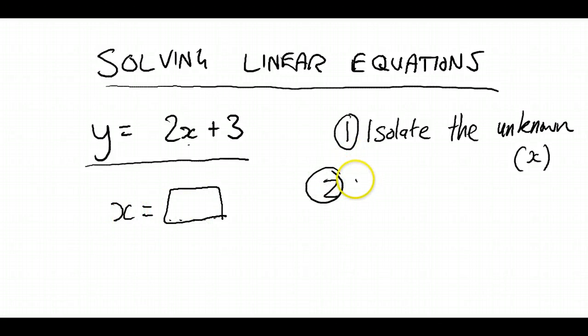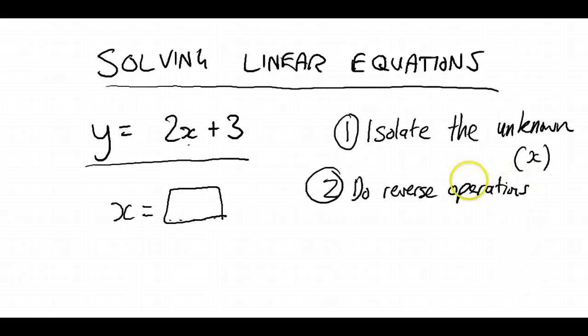We need to do reverse operations. Here's what that means. Around this x are a bunch of operations. There's a plus 3 and there's a times 2. And sometimes there'll be lots of other operations around the x. To do reverse operations means to do the opposite of whatever those operations are.